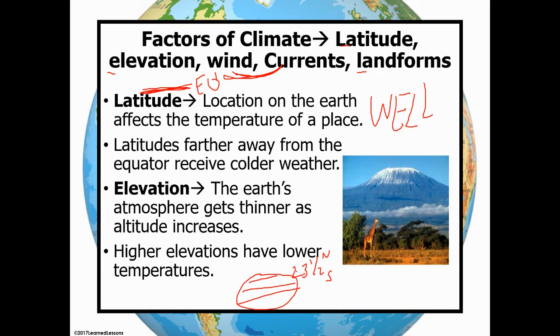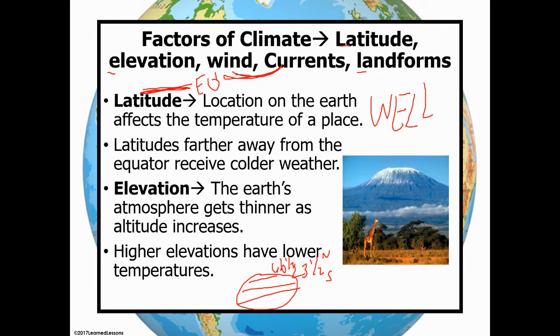So above the tropics, we have the Arctic and the Antarctic Circle, and that's going to be at 66.5 degrees north. And this is going to be your poles, your North Pole and your South Pole. So the higher your latitude is, the colder it gets. Okay? That's why it is colder in Wisconsin than it is here in Texas.